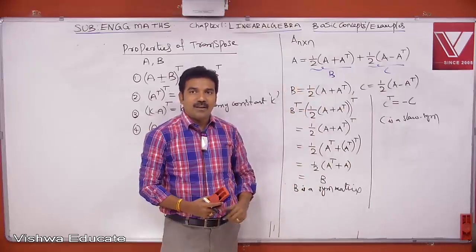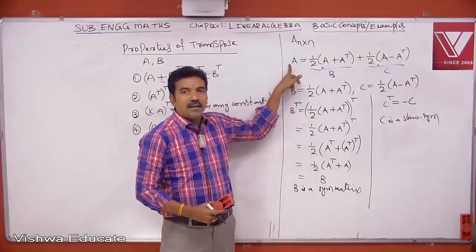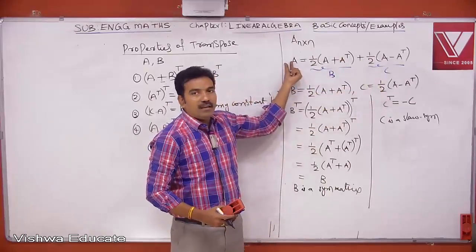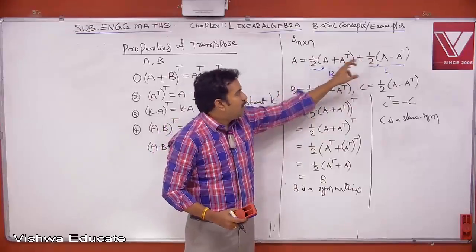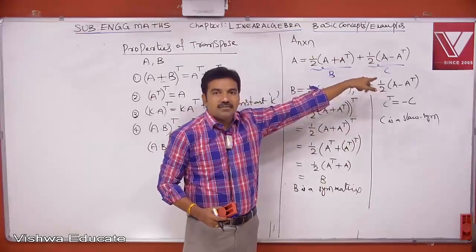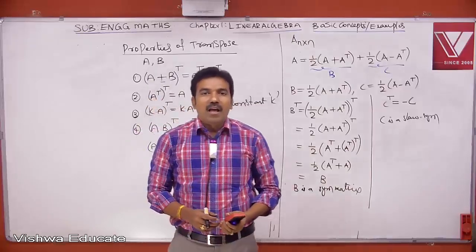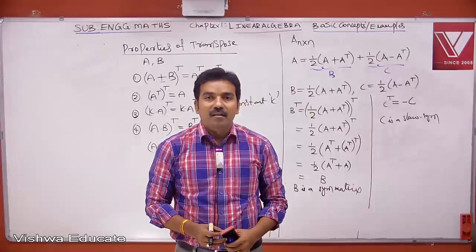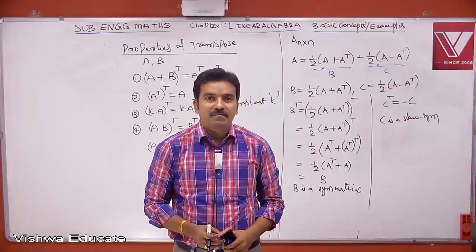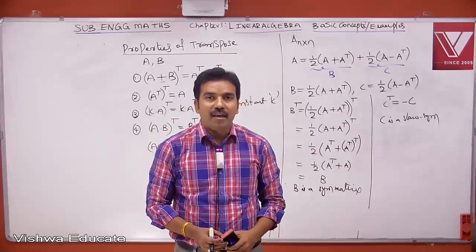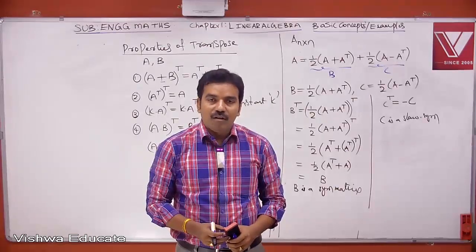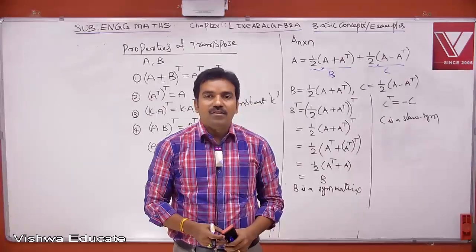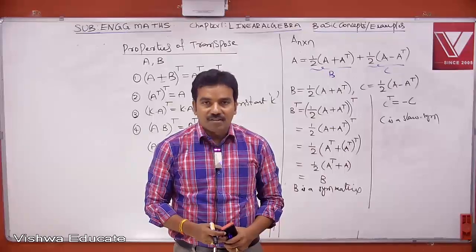Even in this case, B is called the symmetric part of A and C is called the skew symmetric part of A. So what's my conclusion? Every square matrix A can be expressed as the sum of symmetric and skew symmetric matrices. Note this point. Every square matrix capital A can be expressed as the sum of symmetric and skew symmetric matrices.